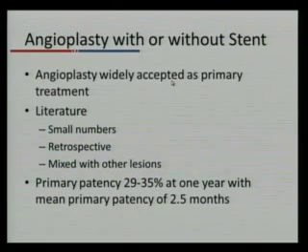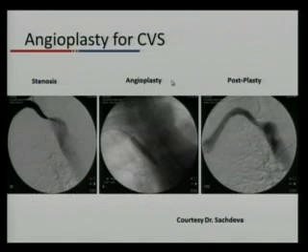Now, there is a study going on with a drug-eluting balloon. I think Bard has a study, a balloon called Lutonix, and some early data seems to suggest that the stenosis recurrence is delayed. It's a paclitaxel-eluting balloon. Paclitaxel is a chemotherapeutic drug.